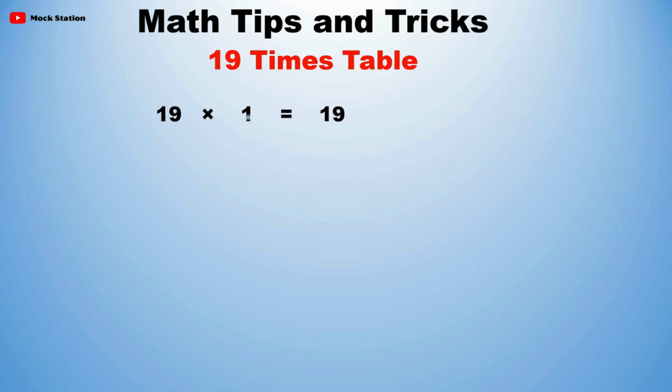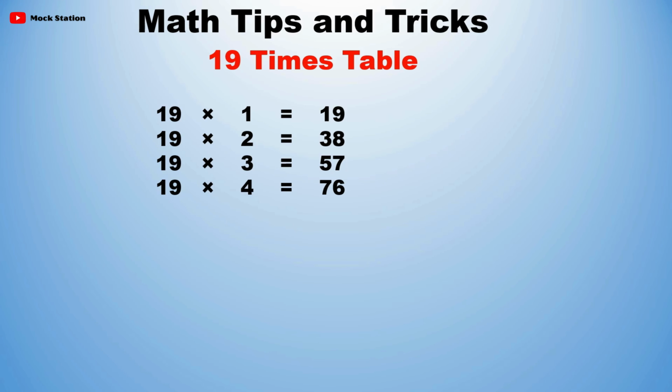19 times 1 is 19. 19 times 2 is 38. 19 times 3 is 57. 19 times 4 is 76. 19 times 5 is 95.